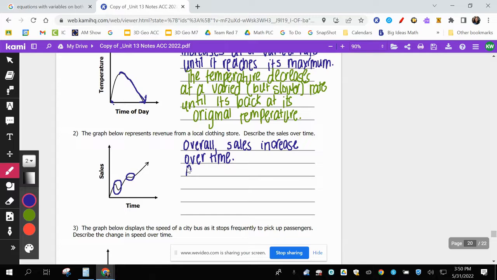But at the two circled points, the sales decrease or remain constant.